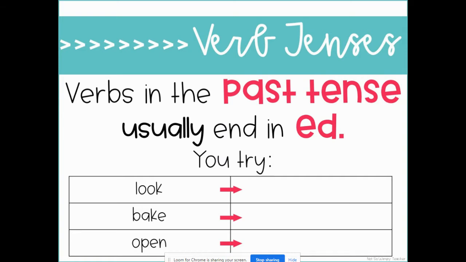You try. Okay, we're going to write these three words. So number one is look, and it becomes looked, ed. Bake becomes baked, add a d. We don't have two e's because that would say baked, backed is what it would say, I guess. Number three would be open goes to opened. We add our ed.